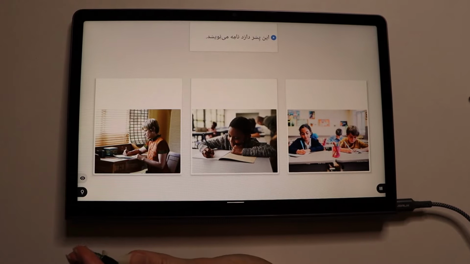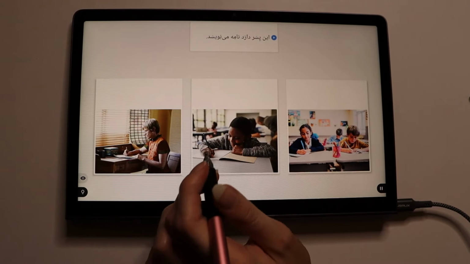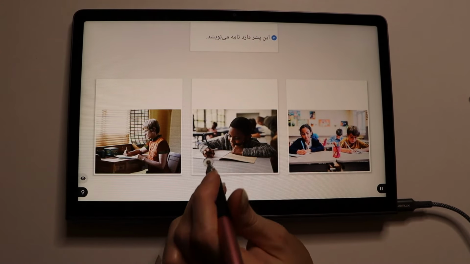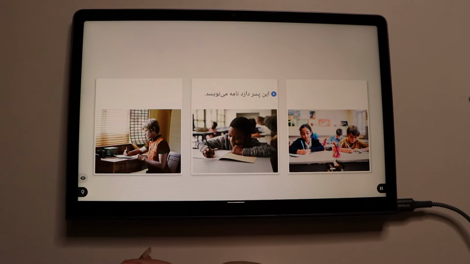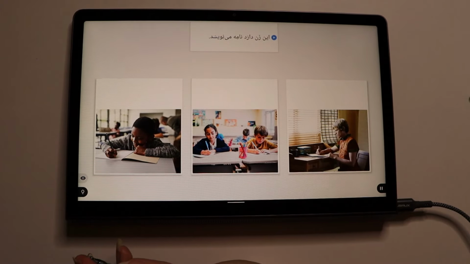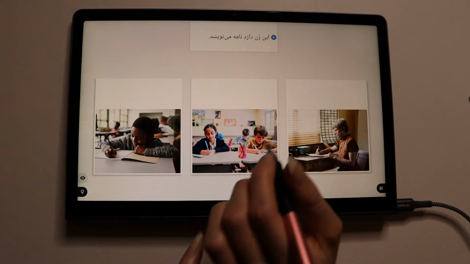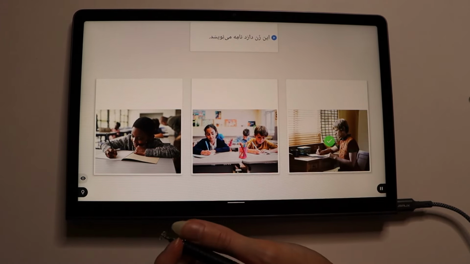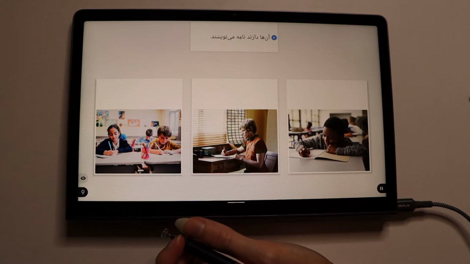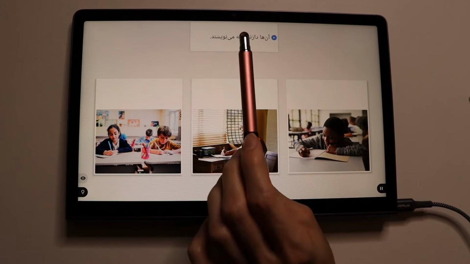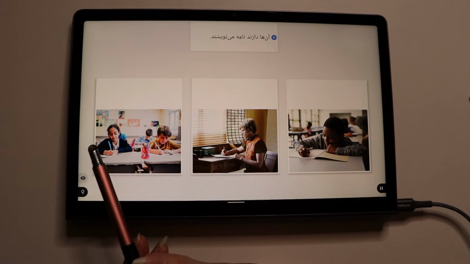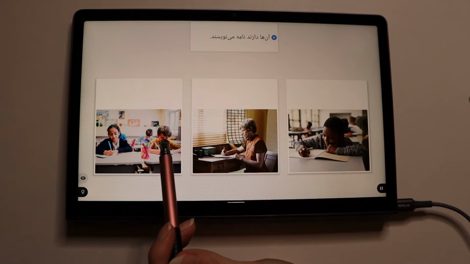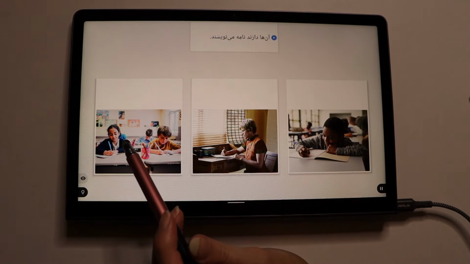این پسر دارد نامه می نویسند. A boy writes. این زن دارد نامه می نویسند. A woman writes. آنها دارند نامه می نویسند. Multiple people and multiple people write.